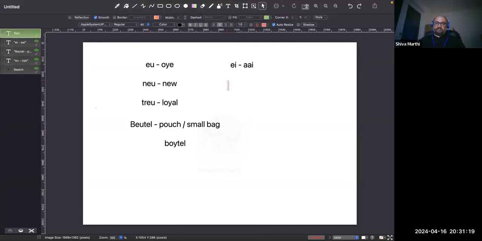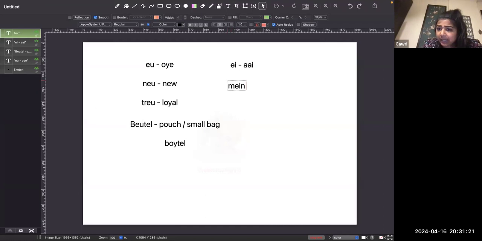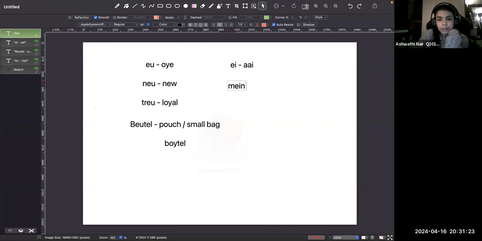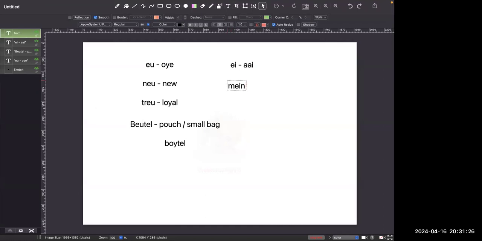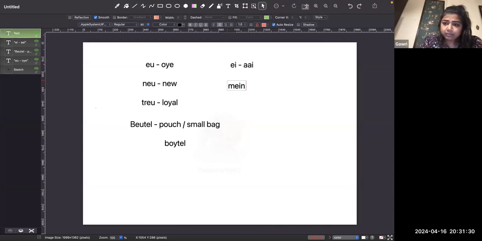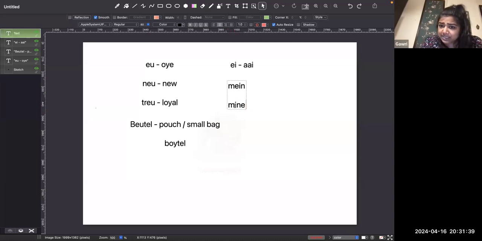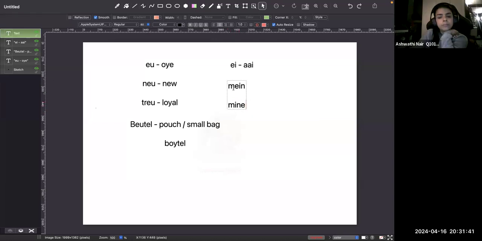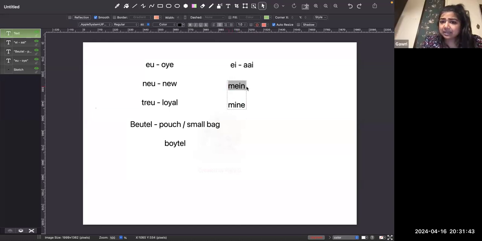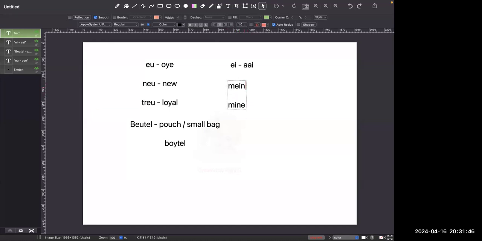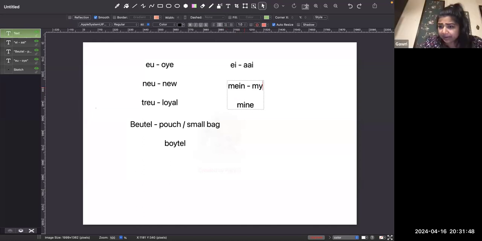So how would you pronounce this word that is written here? Mein. Like mine. In English, we pronounce this word M-I-N-E, mine. This is the pronunciation. Mein basically means my.